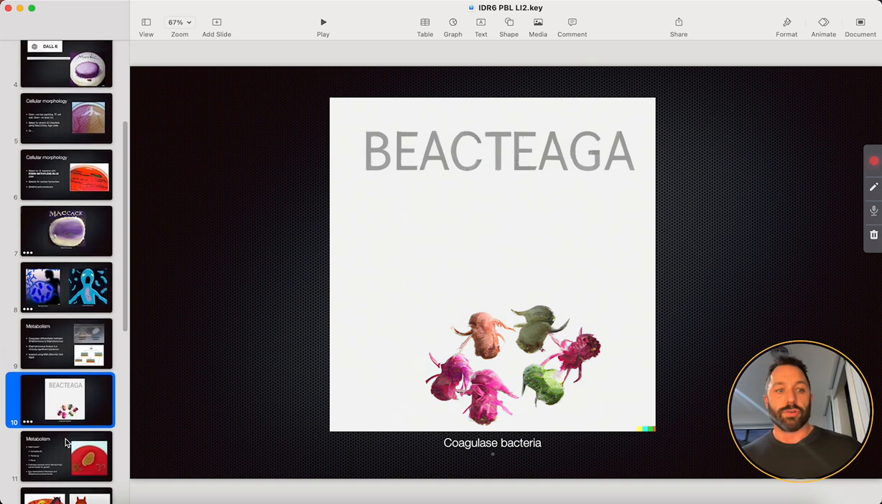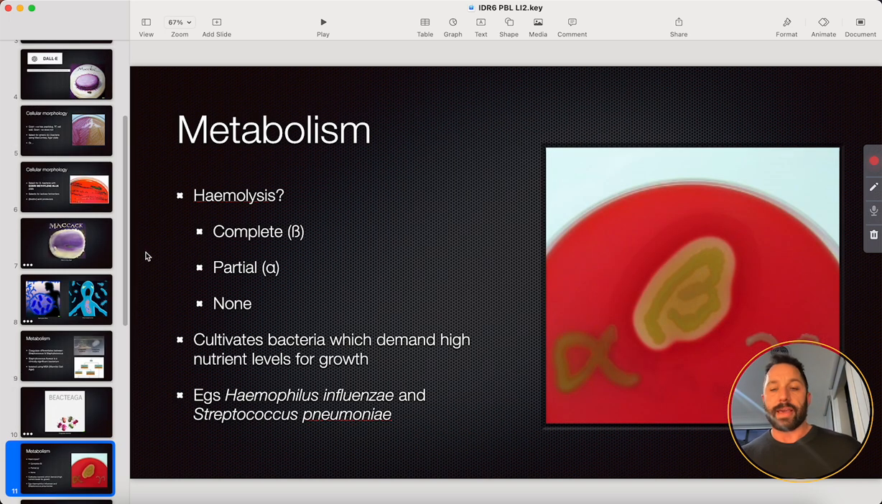We can also do horse blood agar to check for whether there's hemolysis. So if we've got beta, which is here, that's complete hemolysis. Alpha's partial, it comes up as green. We had this in the lab the other day. And it cultivates bacteria which demand high nutrient levels for growth. Haemophilus influenzae and Streptococcus pneumoniae are typical of these, so we can select for that.